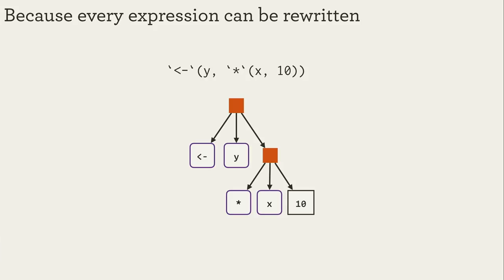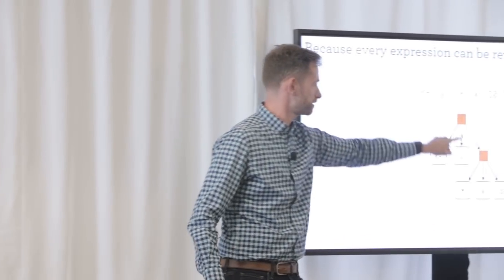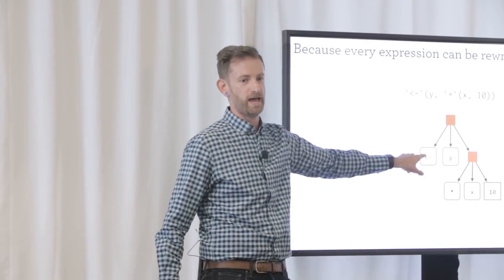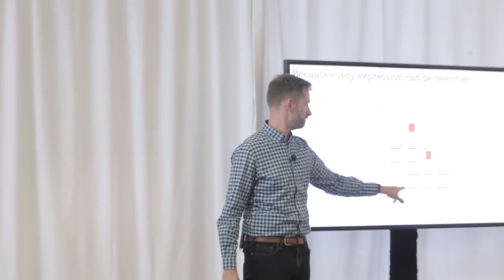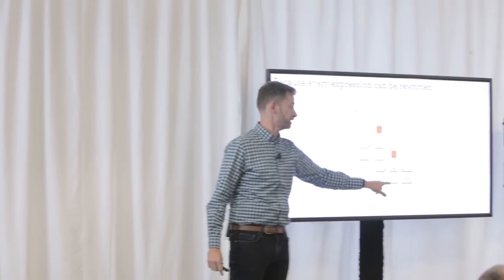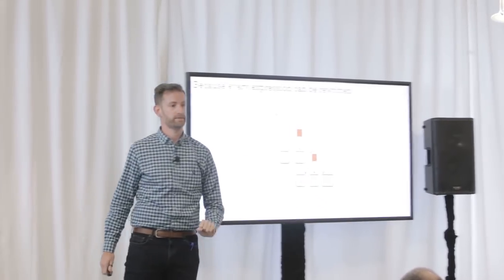Now, if the name of the function is something weird, like assignment arrow or multiplication, you have to put it in between backticks, but you can rewrite any R expression in this way. And so again, you can just read this tree like we did before. We've got two function calls. The first function call is the assignment arrow. It's going to assign the reference y to the value, which is the result of computing x times y.